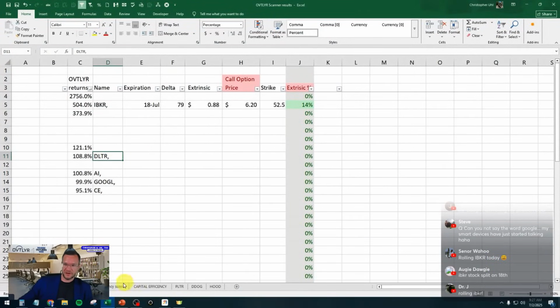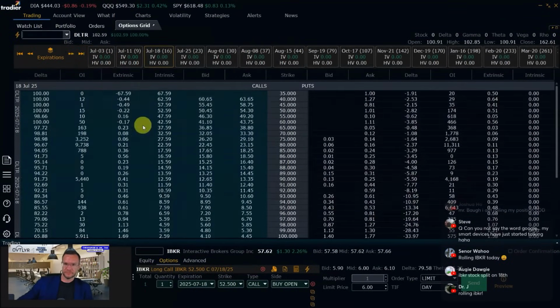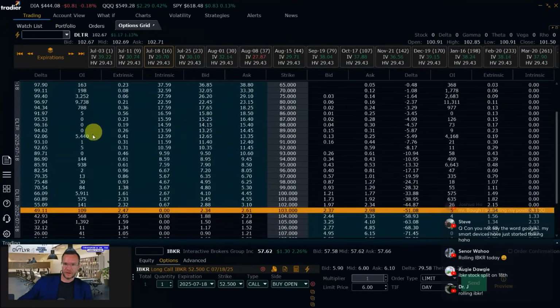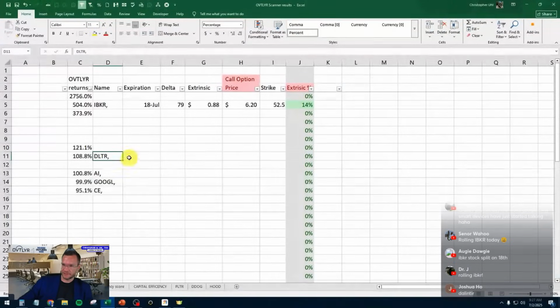Let's go DLTR. Okay. So 85 delta here, 86 delta. This is 60 cents wide. It might tighten up later on in the day, so I'll go ahead and type that one in. The 87 delta has 50 cents of extrinsic.